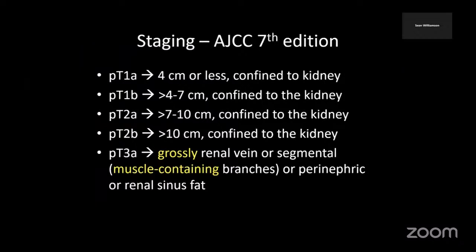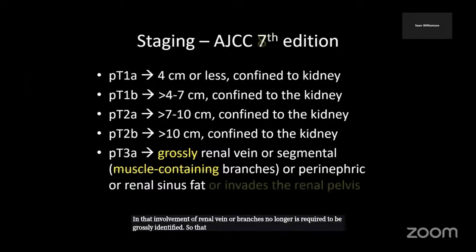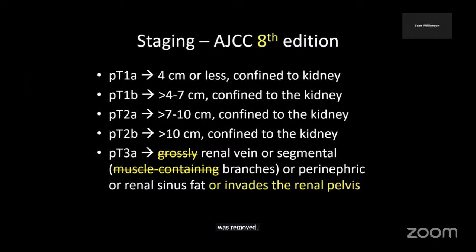So the staging system from the AJCC and UICC has changed a little bit from the previous edition to the most recent one, in that involvement of renal vein or branches no longer is required to be grossly identified. So that word grossly that's highlighted there was removed in the latest edition of the staging system. And it's no longer required that segmental branches of the renal vein have muscle to be identified as a vein invasion.